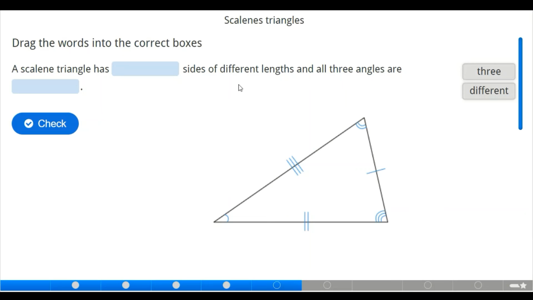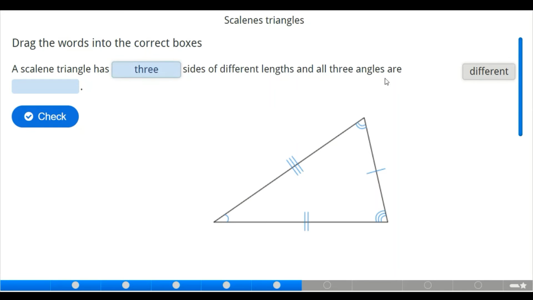Another type of triangle we are looking at now. We're already looking at triangles based on their sizes. So we have the scalene triangle. A scalene triangle has sides of different lengths, and all three angles are different. So we have three sides of different lengths for a scalene triangle, and all three angles are also different.